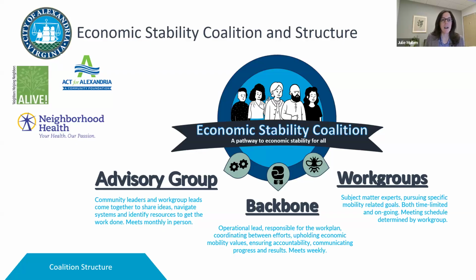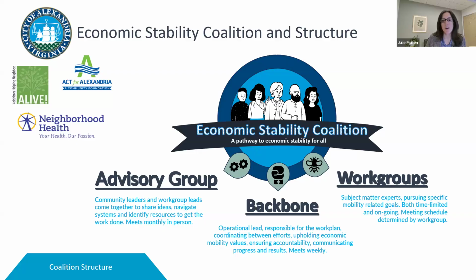Our advisory committee is community leaders that come together in person monthly. We feel like that in person really connects us and builds the relationship that really gets us through some of the challenging times and challenging conversations. We have a backbone group that is myself, a peer at DCHS, and the VP of programming at Act for Alexandria, our community foundation. And we meet weekly and act as the project managers for all of this.